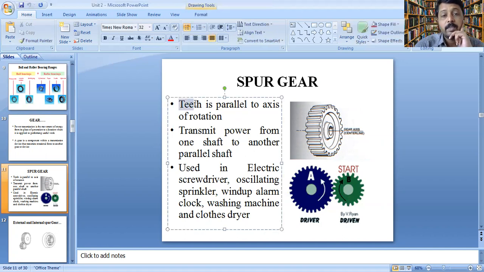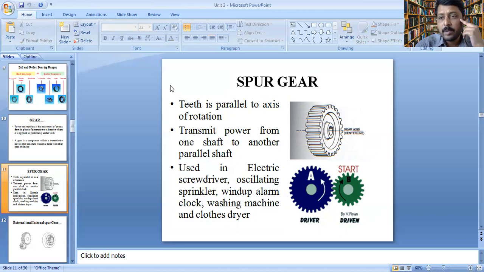So the teeth in the spur gear are parallel to the axis of rotation, as we have seen. This transmits power from one shaft to another, parallel shaft. In the case of spur gear, the shafts should be parallel to each other. These have numerous applications, like electric screwdrivers, oscillating sprinklers, wind-up alarm clocks, washing machines, dryers. We can use them everywhere. This is a standard type of gear.